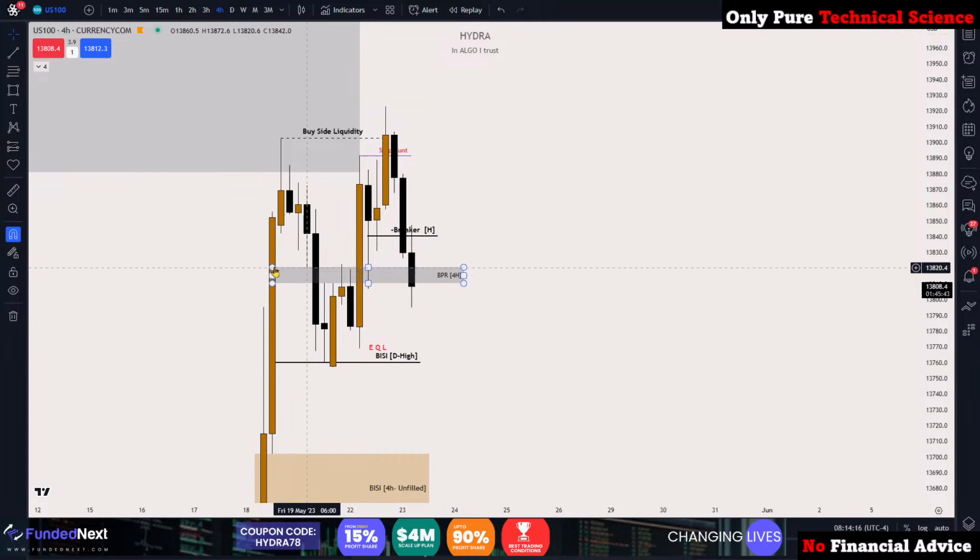Suppose there's no fair value gap right next to it, then this fair value gap will become an inversion. When there's a fair value gap right next to it, we'll consider it as a BPR. When price has two fair value gaps like this next to each other, that becomes a balanced price range, when price delivers both sides of the liquidity, buy side and sell side. And you can see price delivered sell side, buy side, now buy side, sell side again.